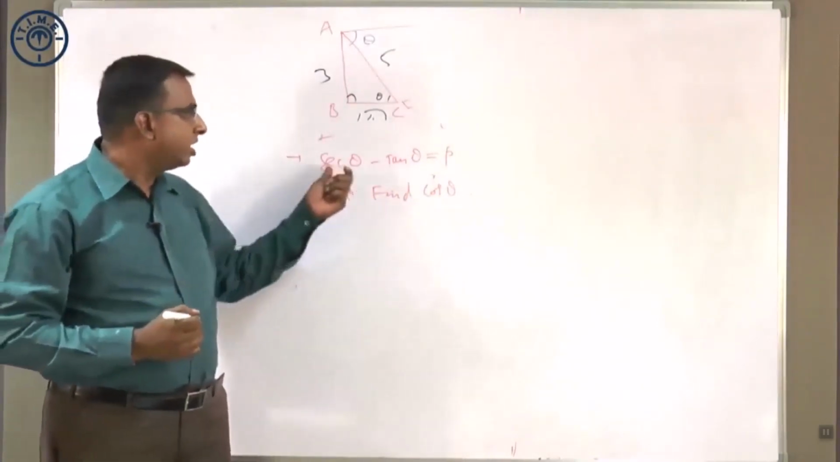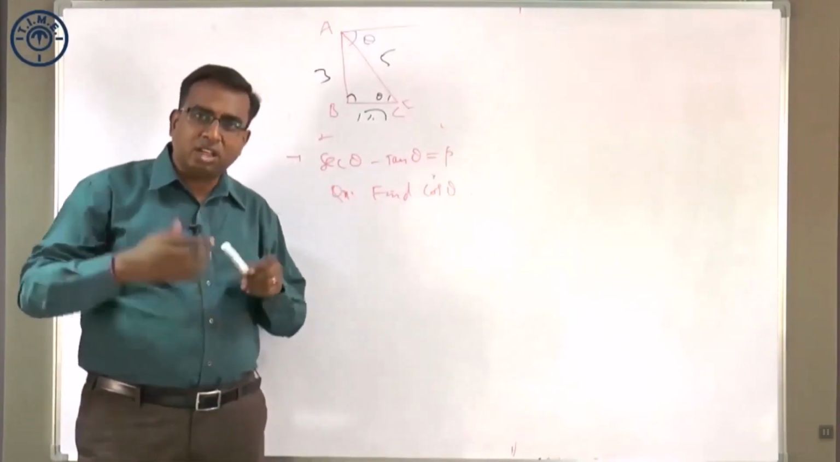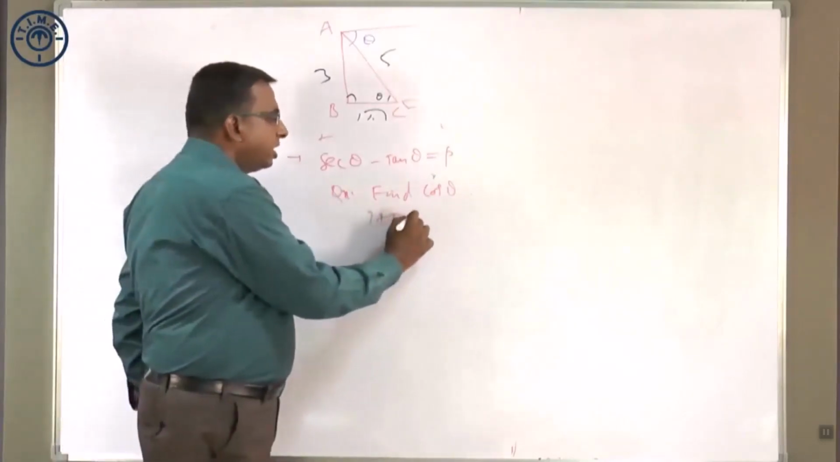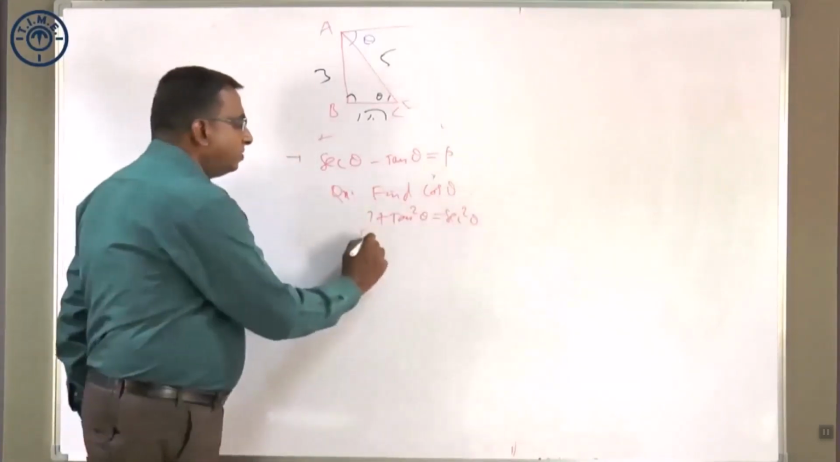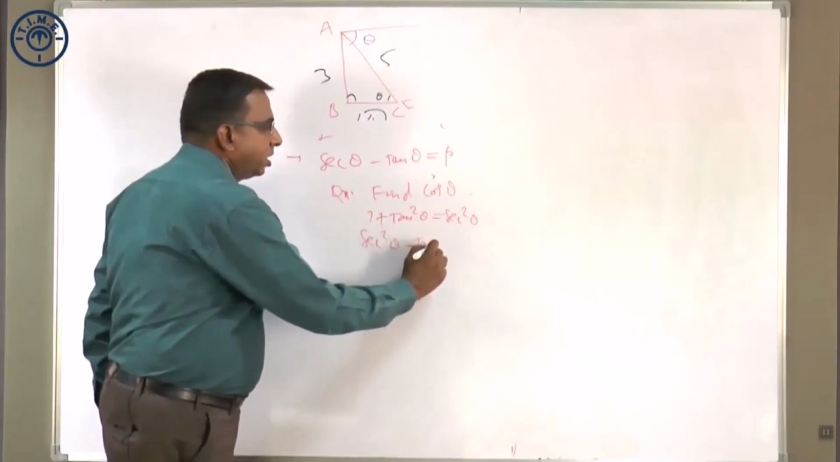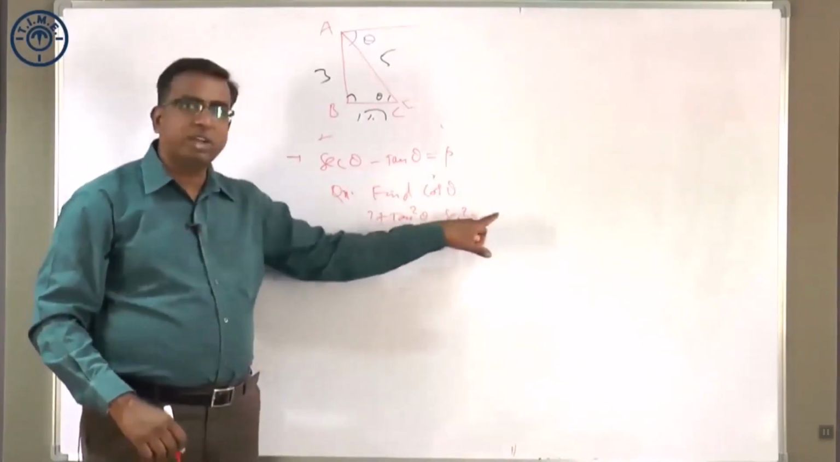Let's do one thing. Let's recall the relationship between secant theta and tan theta. We have the identity. Among the three identities we discussed, we know that 1 plus tan square theta is secant square theta. Just bring this to this side, and you get secant square theta minus tan square theta is 1.